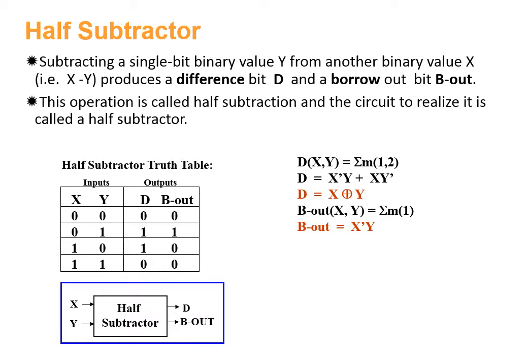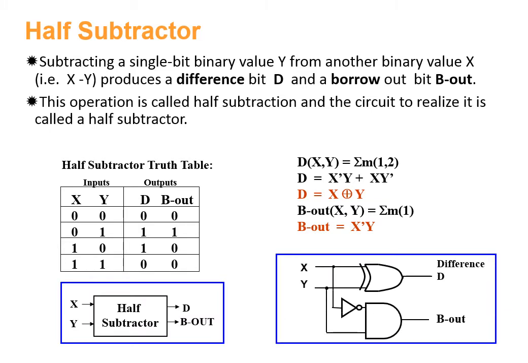This is the block diagram of a half subtractor. In a half subtractor, we input two numbers x and y, and it produces two outputs d and b out. The logic diagram implementation of these two expressions using basic gates is shown in this figure. It can also be implemented using an exclusive OR gate and an AND gate as indicated in this figure.